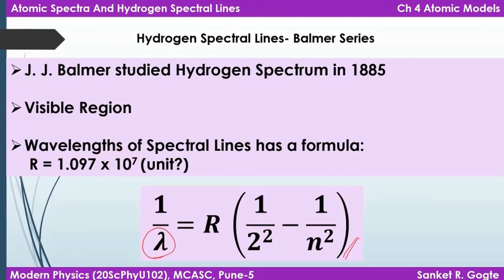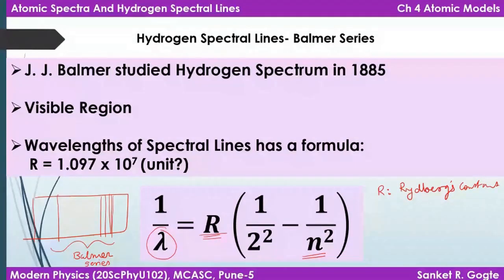Lambda is the wavelength of one of the spectral lines in the Balmer series. This R is a constant, and what is that R called? Rydberg's constant. So for the Balmer series we have this particular relation. For the Balmer series, n assumes an integer value which is greater than 2. So n can be 3, it can be 4, it can be 5, and all integers are possible up to infinity. So there are these two conditions that n should satisfy.